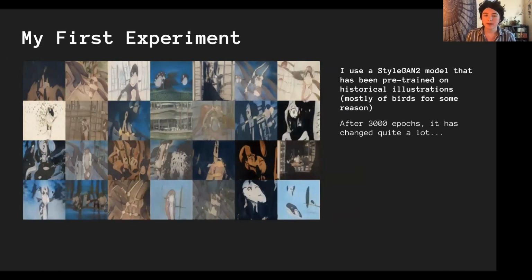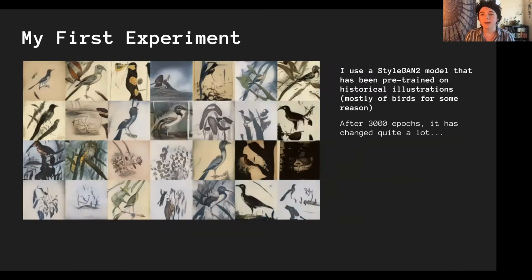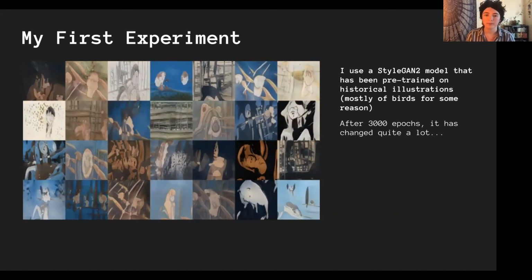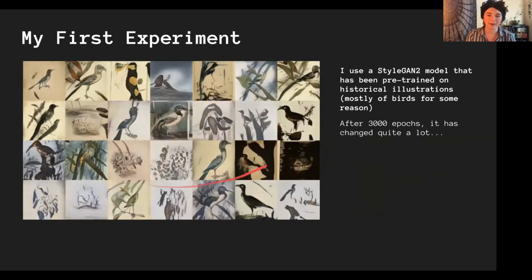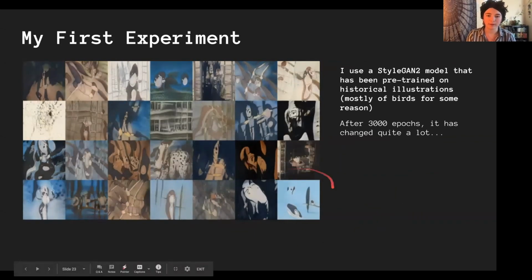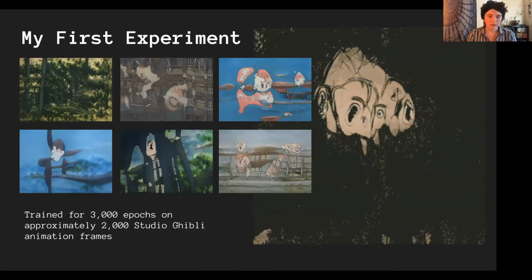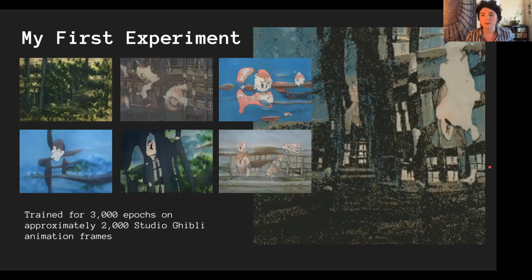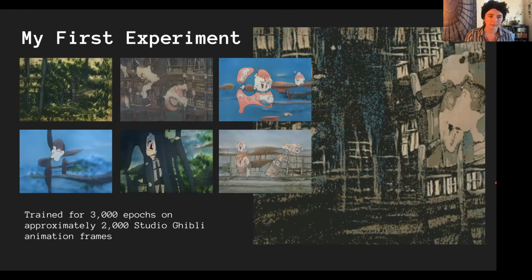So for my first experiment, I used these images from Studio Ghibli that they had released to the public, and I used a StyleGAN 2 model that was pre-trained on historical illustrations, which in the first frame of this, you can see that a lot of them here are kind of bird-like. And then after 3,000 epochs, it had changed quite a bit. So this is what it looked like after 3,000 epochs of training. This is a pixelated version, but this was the output video that I got, and some stills from the latent space that I took.